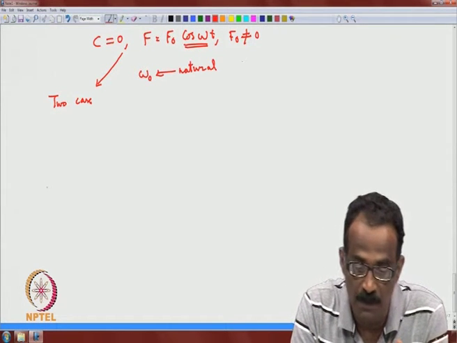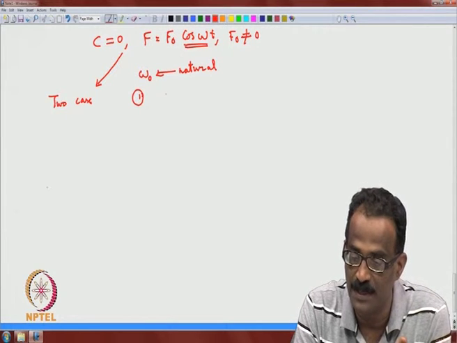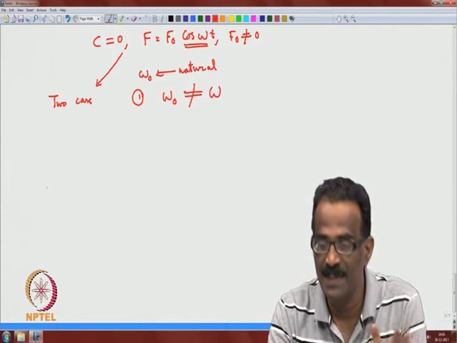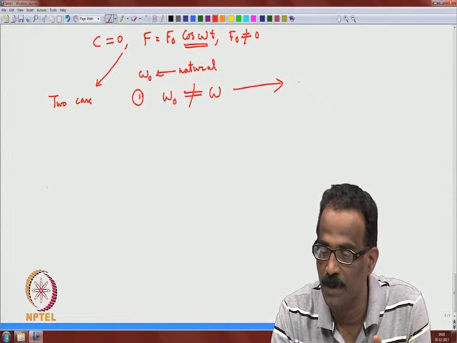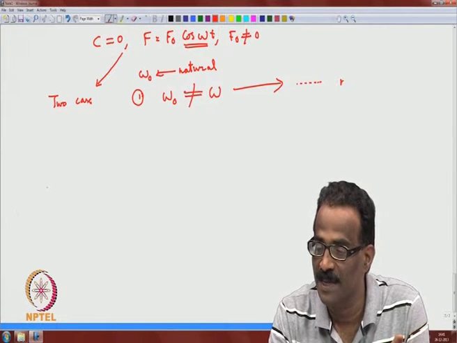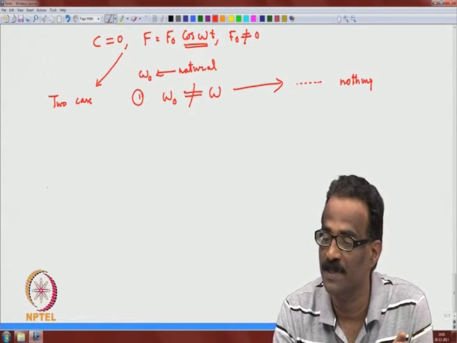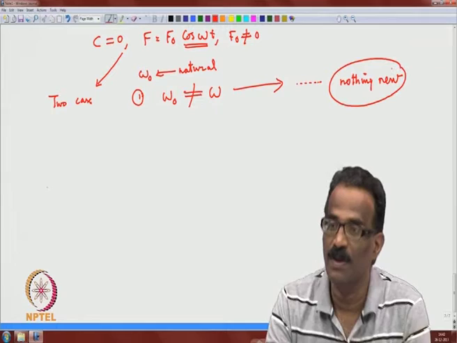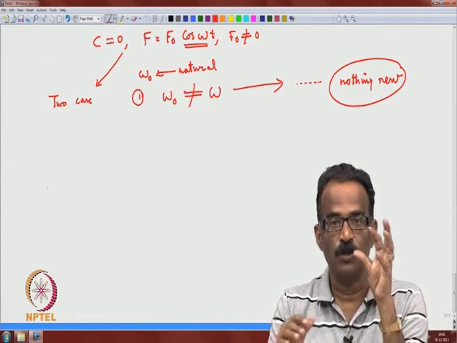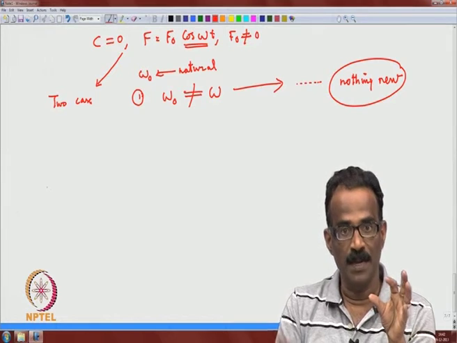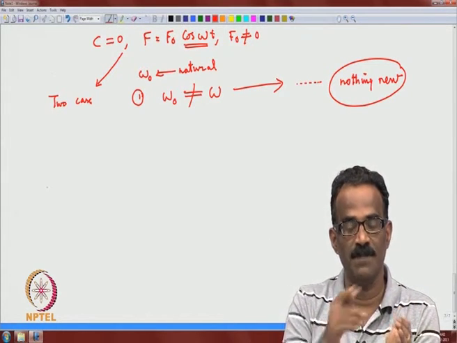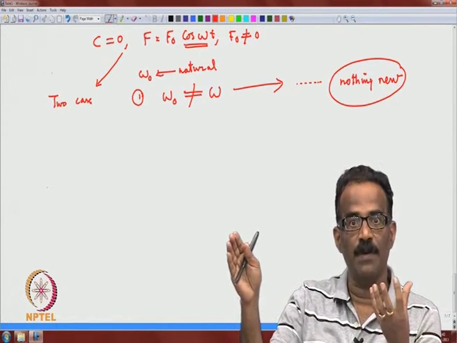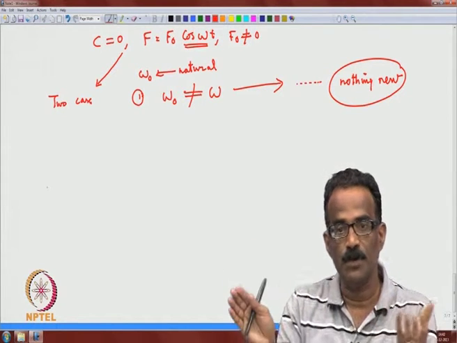So, in case 1, the natural frequency omega naught is different from omega, then there is no problem, you can write down the solution and there is nothing interesting. You will write down the solution, you will have some oscillation. Even if there is no damping, you have a homogeneous system which is oscillating, which we have already seen, then you will have a component of a particular solution and there is absolutely no problem.